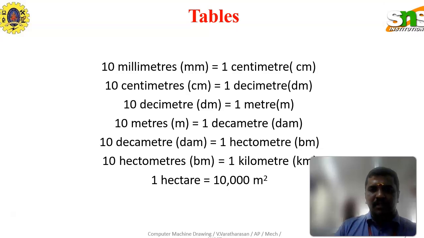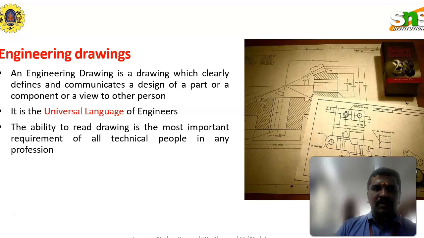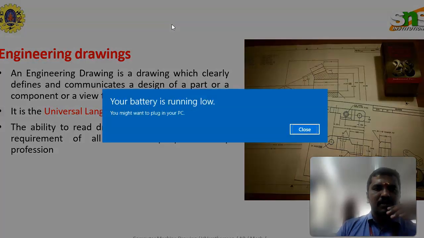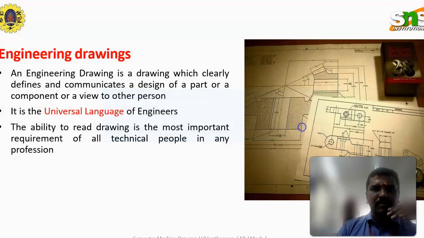In the first slide, we saw how the conversion takes place between dimensions. Dimension plays an important role in the computer machine drawing subject: millimeter to centimeter, centimeter to decimeter, decimeter to meter. How the conversion takes place is useful for enlarging scale and reduced scale also. And how engineering drawing is useful to communicate for the mechanical engineer. It was a normal introduction in this particular slide.